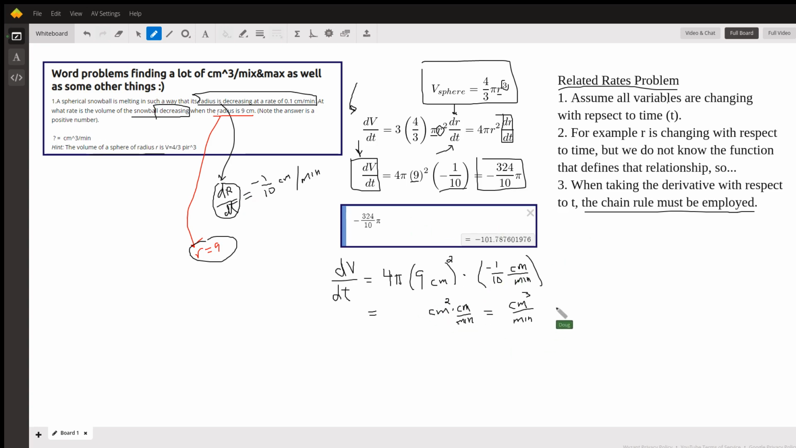If you want to see why it's cubic centimeters per minute, you can actually include the units. So the radius is in centimeters, but we're squaring that, so that gives us centimeters squared. The rate of change of r with respect to t is in centimeters per minute. So if you include the units in your calculation, you get centimeters cubed per minute.